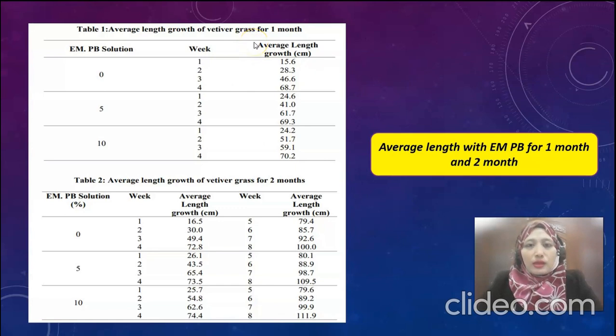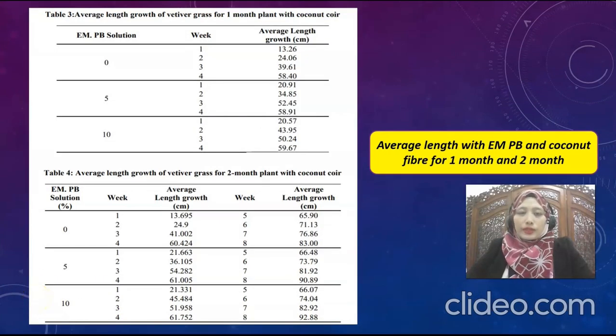At 1 month with EMPB between 0 to 10%, the average length is between 15.6 centimeters to 70.2 centimeters. While at 2 months with EMPB between 0 to 10%, the average length is between 15.5 centimeters to 111.9 centimeters. So it can be said that the average length of the vetiver grass improved from 1 month to 2 months.